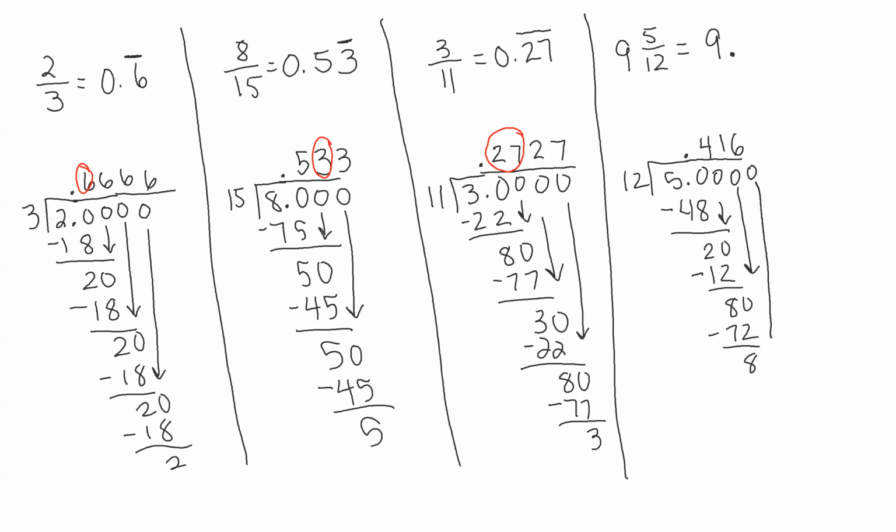Let's divide out one more time. Well, 12 still goes into 80 6 times. 6 times 12 is still 72, and there's that 8 again. So I can see that the 4 and the 1 don't repeat, but now I'm going to get this repetition where I consistently get a remainder of 8, and I'm always going to get in the quotient a 6. So I would say my final answer here is 9.416, and I'm going to put an overbar over just the 6. Okay, the 4 and the 1 don't repeat, just the 6 does.